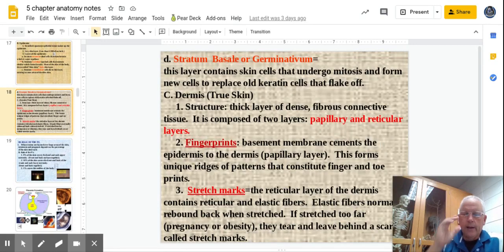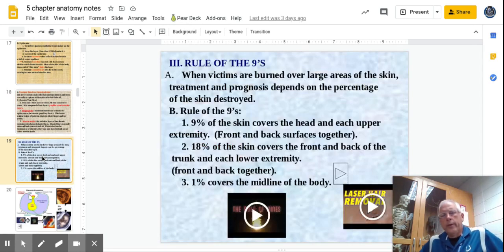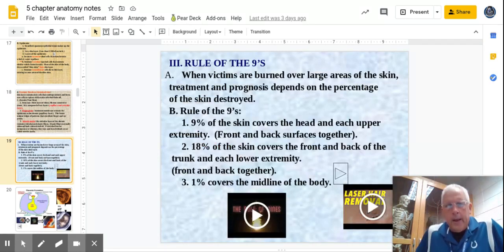All right. So that's the big thing with the dermis: stretch marks and fingerprints. That's the importance of it and how we glue those down. The last thing I'll cover, and then we'll call it good, is the rule of the nines. And I had you do an assignment on that. So watch that video because it explains a little more in detail than what I'm going to go into.